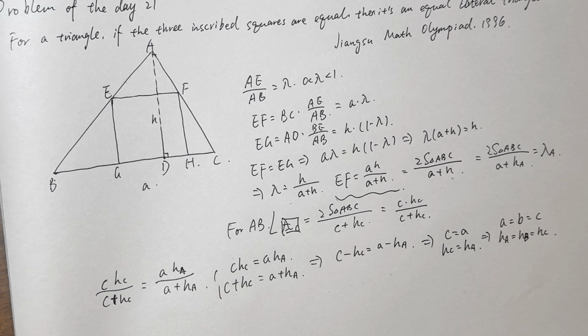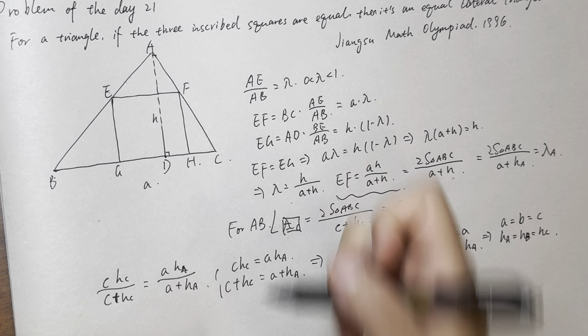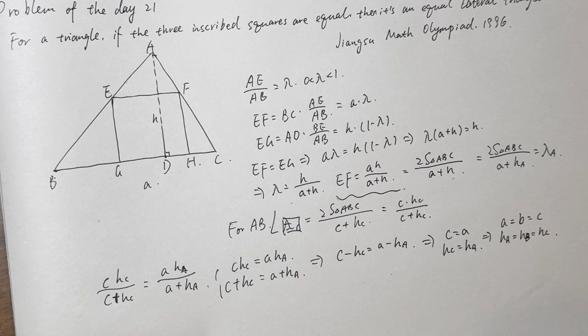This problem, I think, is probably for 8th or 9th grade. It's basically like a little research topic that asks you to derive all the conditions from a description. The description is that three inscribed squares are equal, and you need to figure out how to model it, how to use math language to represent this description.